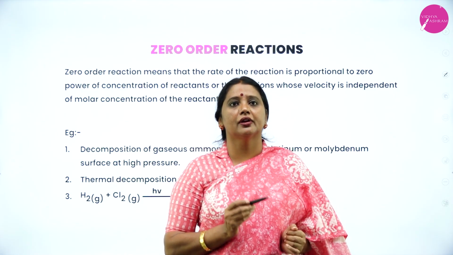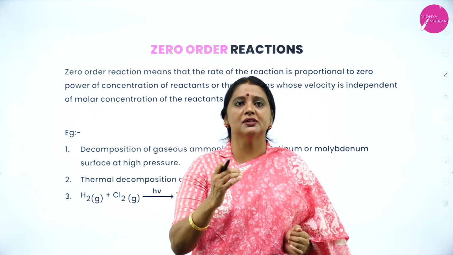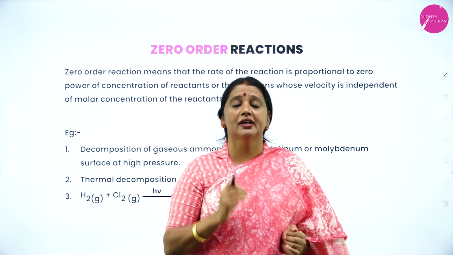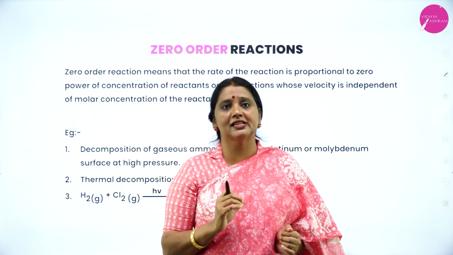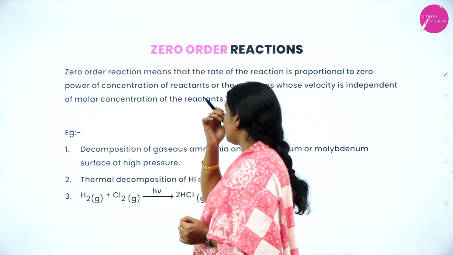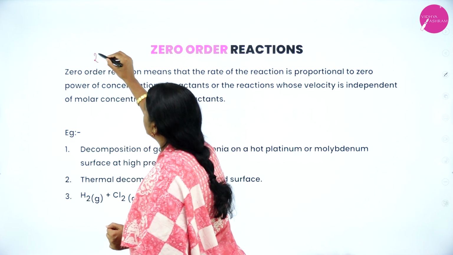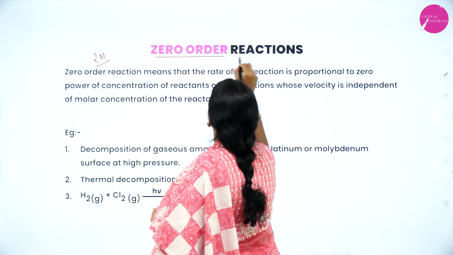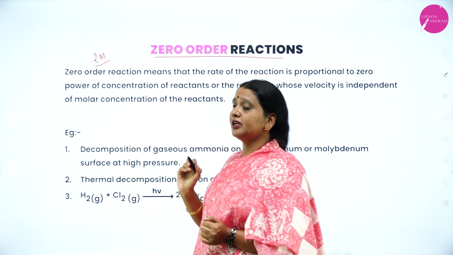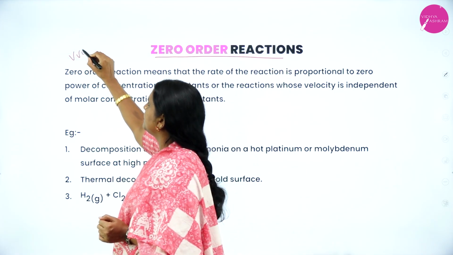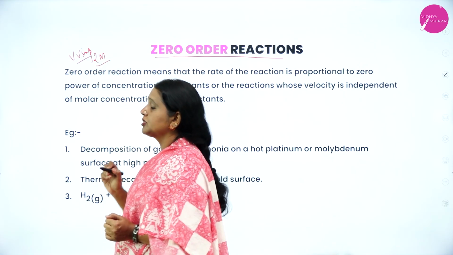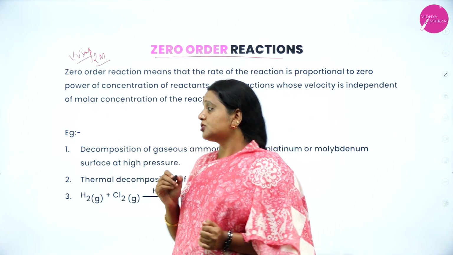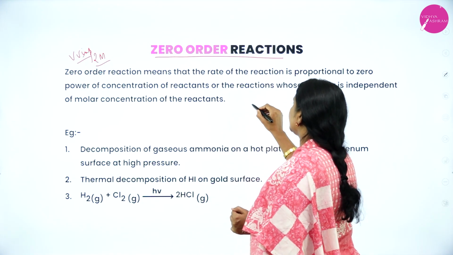Zero order, first order. But for your PU syllabus, we have two reactions, zero order as well as what? First order. Definition as well as what? Example. This is a 2-mark very important question for your board. So, what are zero order reactions? Give example. What are zero order reactions? Give example. It is a very important question for your board.